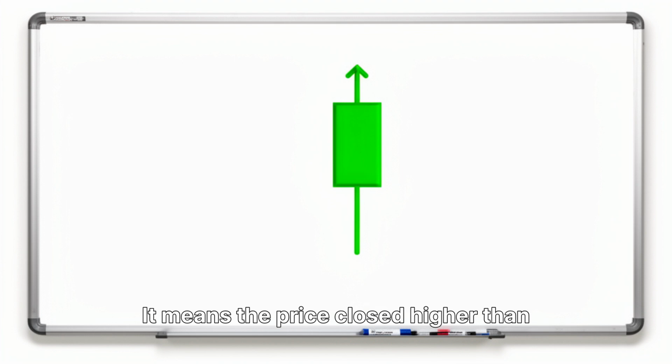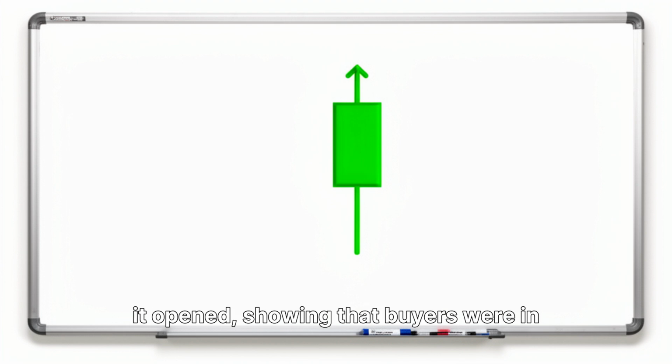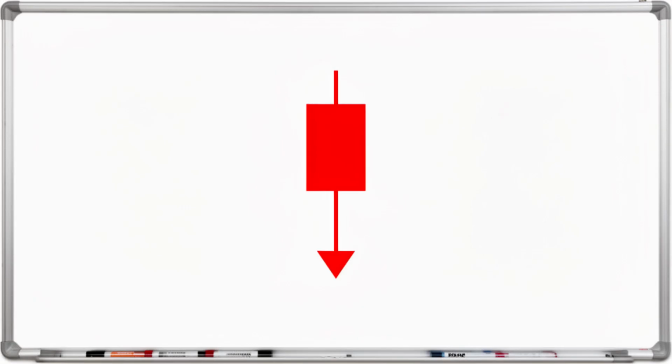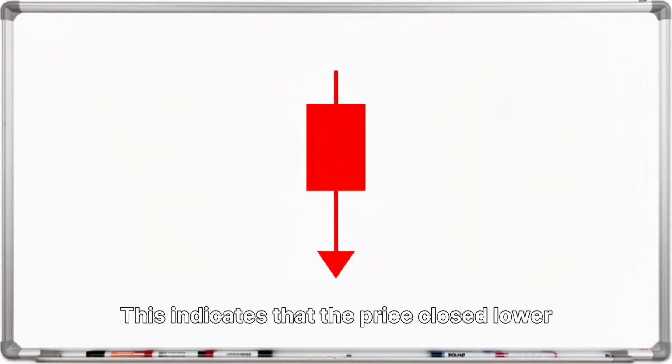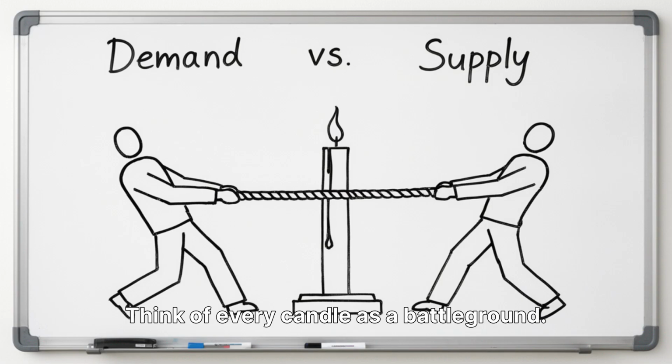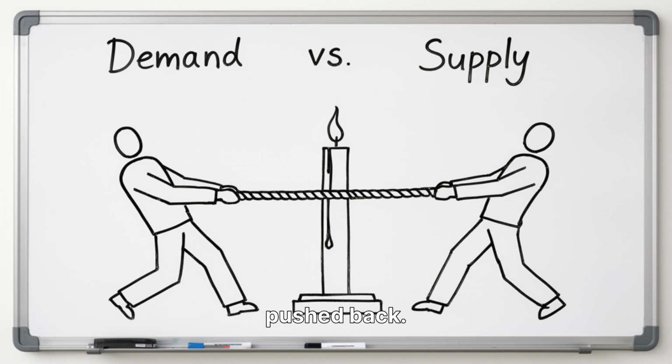A green candle is bullish. It means the price closed higher than it opened, showing that buyers were in control during that period. A red candle is bearish. This indicates that the price closed lower than it opened, meaning sellers dominated the session. Think of every candle as a battleground. The body shows the winner, while the wicks show how far the price was pushed back.